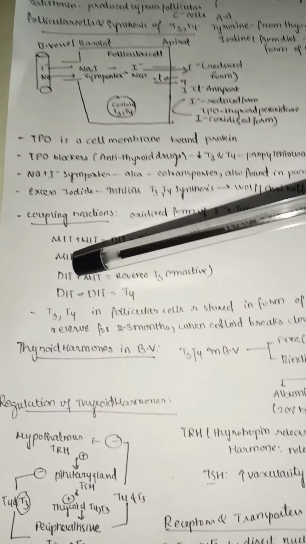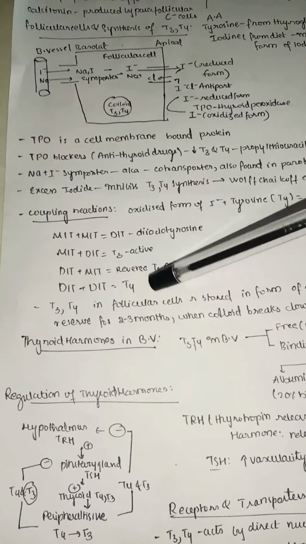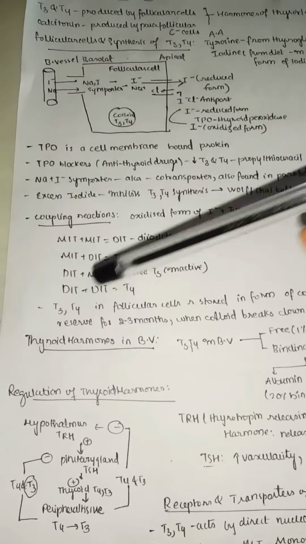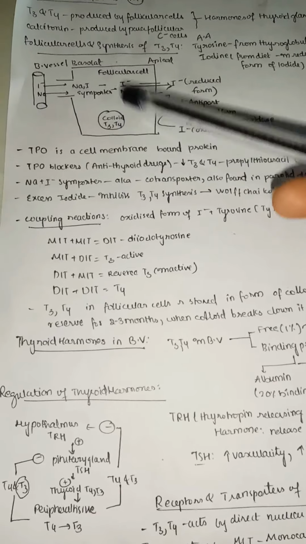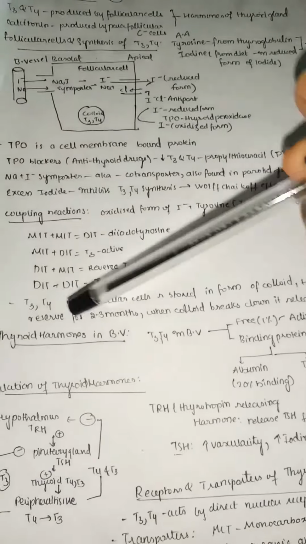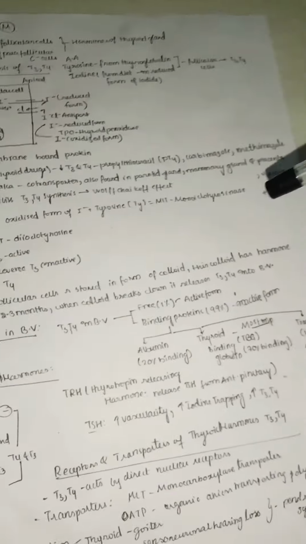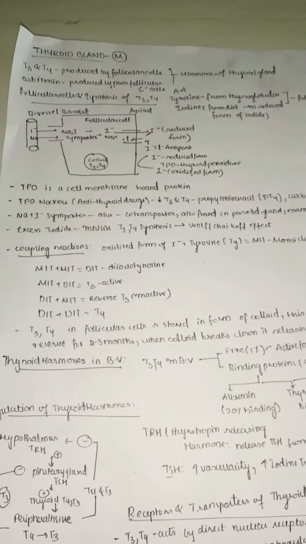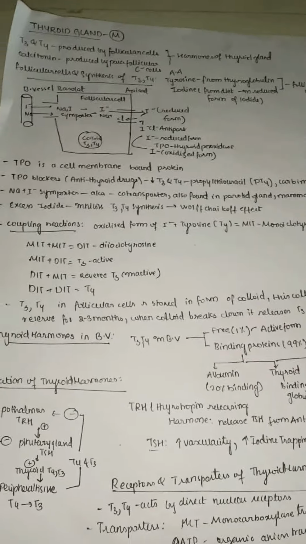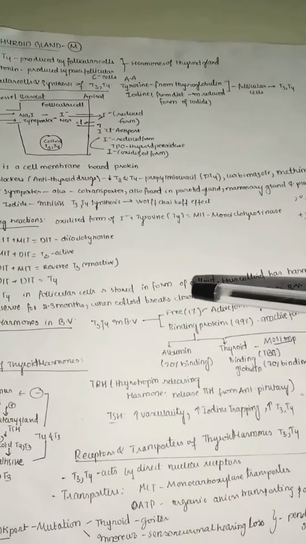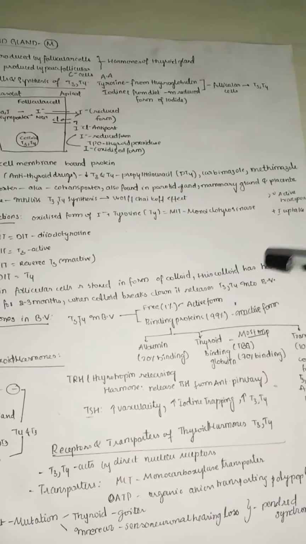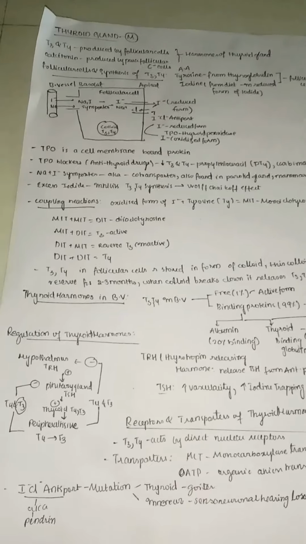When diiodotyrosine can bind with other diiodotyrosine to form T4. So this is how T3 and T4 are formed in the follicular cells, and in the follicular cells, especially in the colloid, they are stored, you can see they are stored in the form of colloid, and this colloid has hormone reserve for about 2 to 3 months. So T3 and T4 are reserved in the colloid for 2 to 3 months, and when colloid breaks down, it releases T3 and T4 into the blood vessel directly.